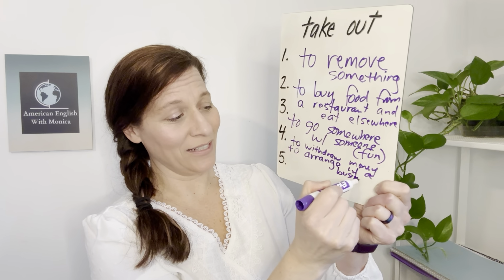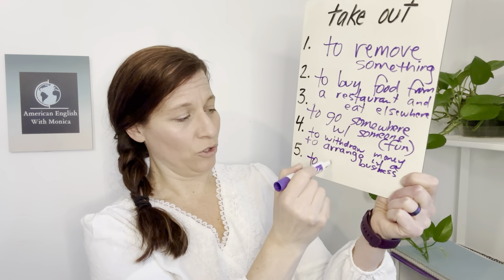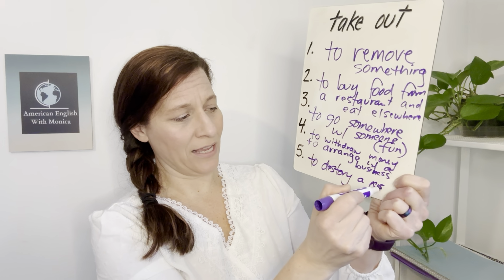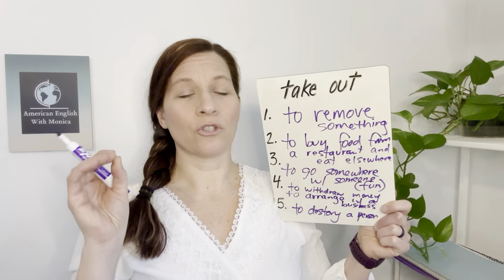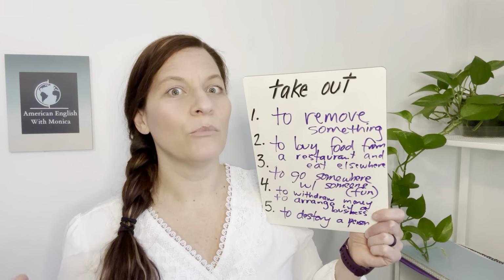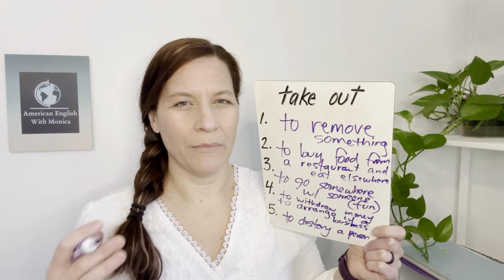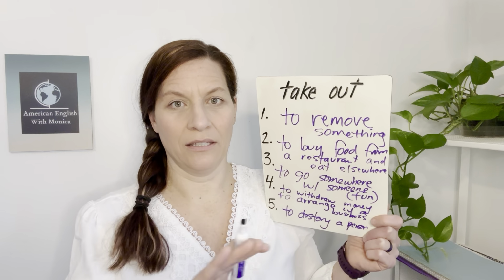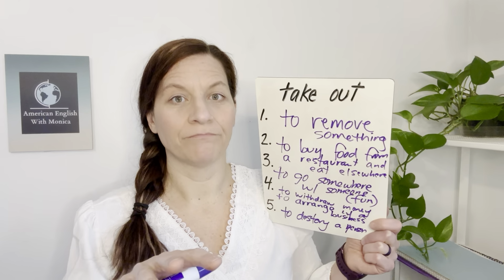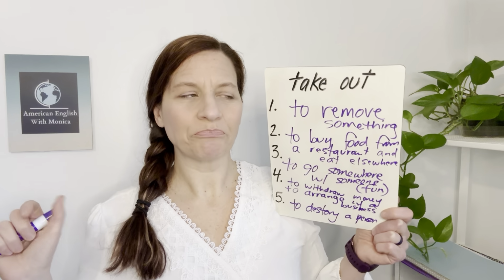The last one is to destroy. Usually this is a person. To take out someone: destroy, injure, or kill. So you might hear this in the movies when there is organized crime and criminals. They want to kill someone. They might say, we need to take him out, right? The criminal took out his enemy.